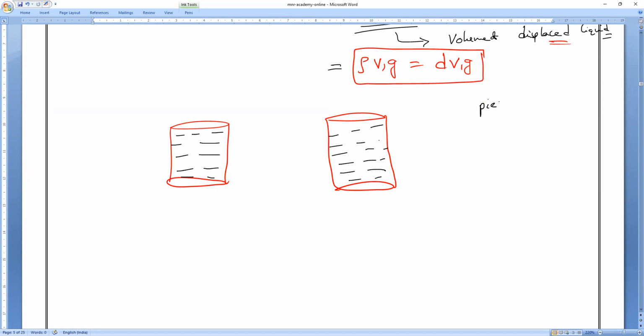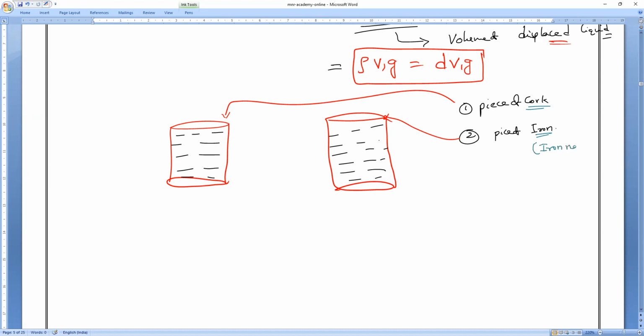Now I will take two materials. One is a piece of cork, material 1, and another is a piece of iron. I will put the piece of cork in beaker 1 and the piece of iron in beaker 2. Now tell me which one will sink and which one will float. Anybody? All of you, please. A piece of cork and a piece of iron, or you can take an iron nail. So which one will sink and which one will float, guys?